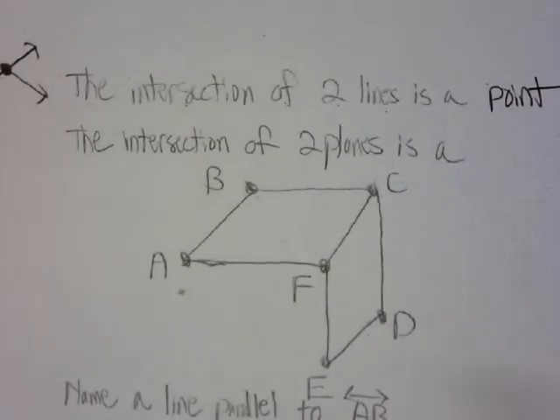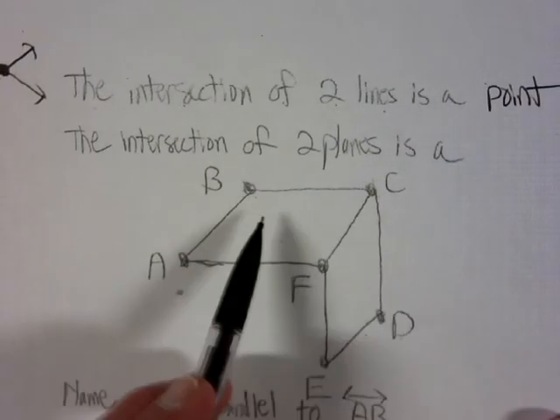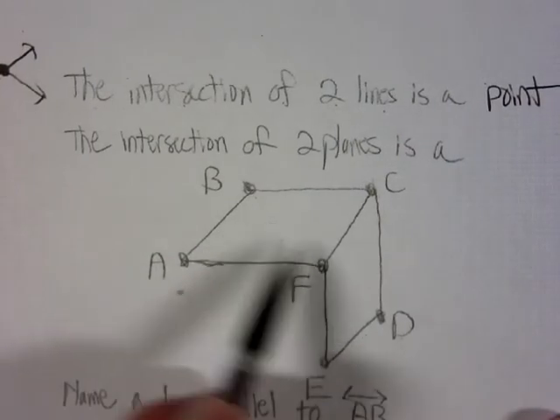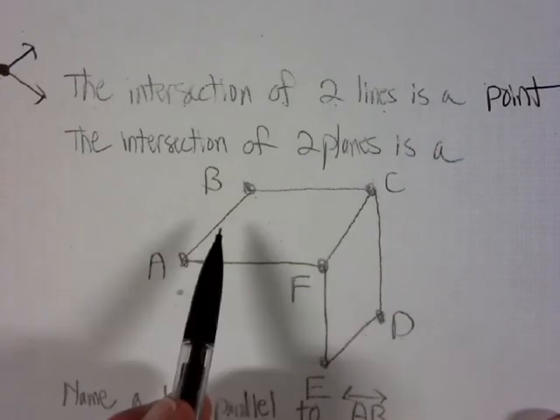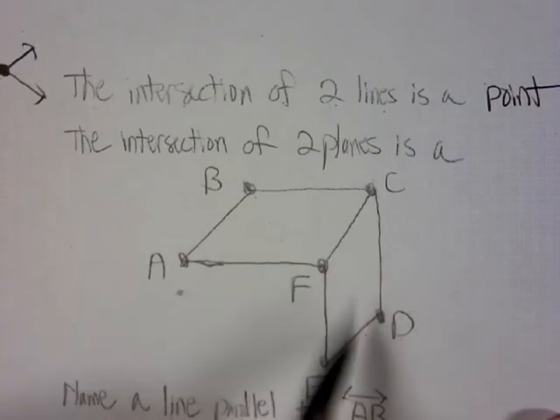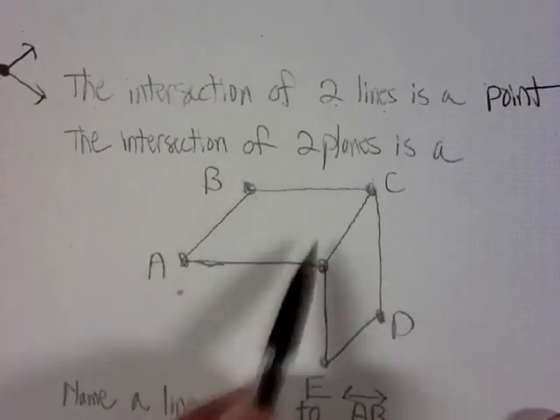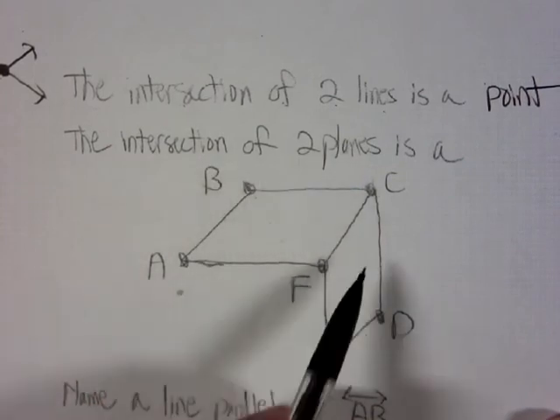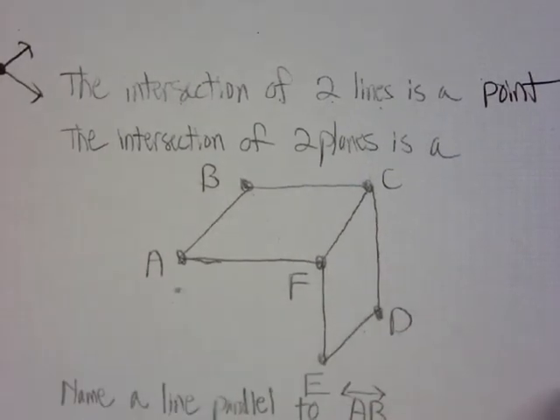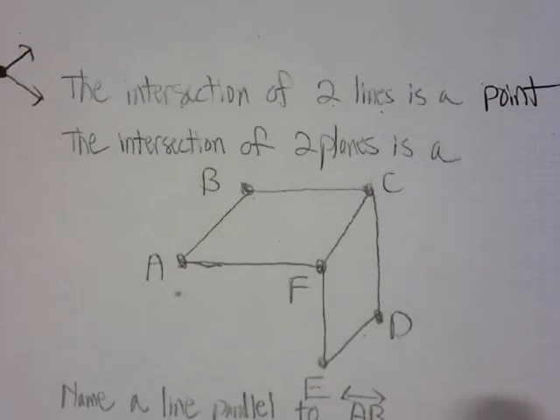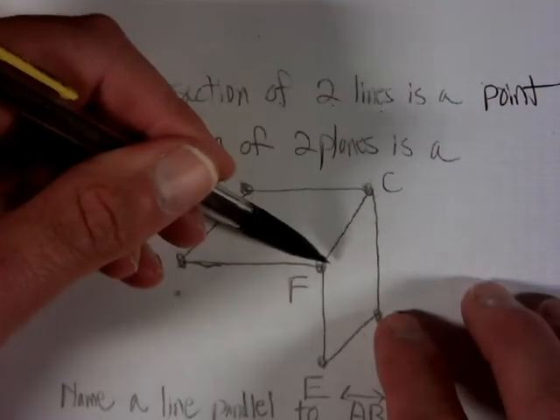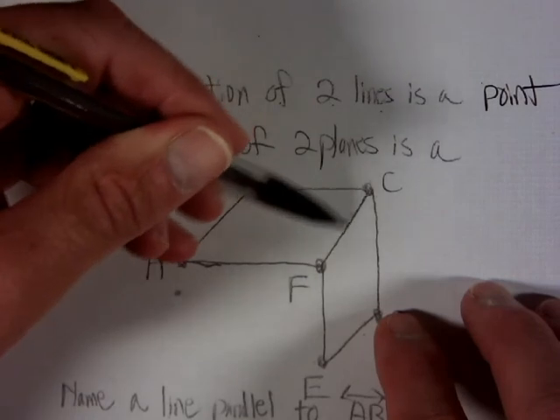All right, so you see the drawing that I have here? Let's say that this is part of a cardboard box. This is the top of the box, and this is the side of the box. Well, the top of the box represents one plane, and the side of the box represents another plane. All right? So when those two planes come together and meet, they intersect right here.